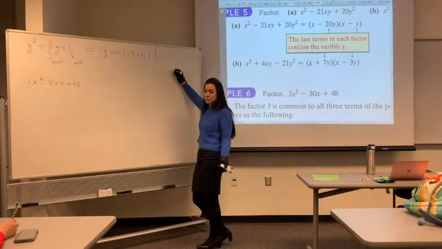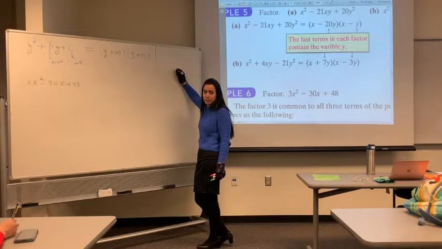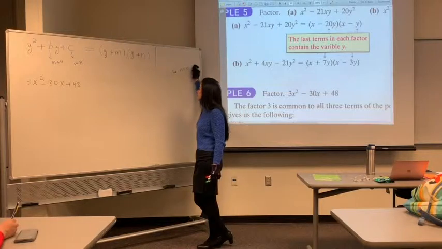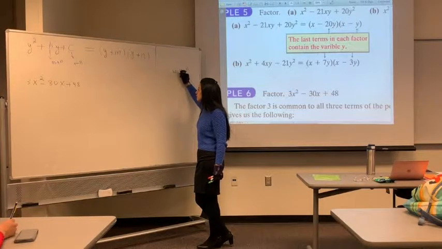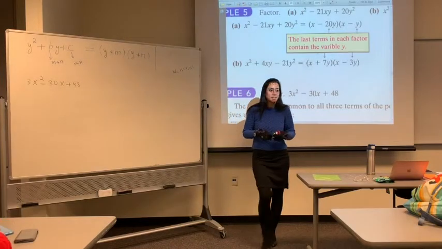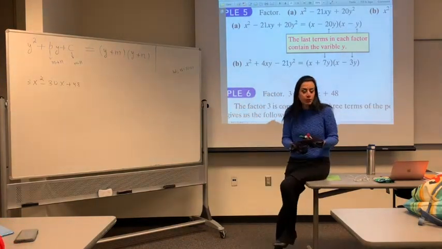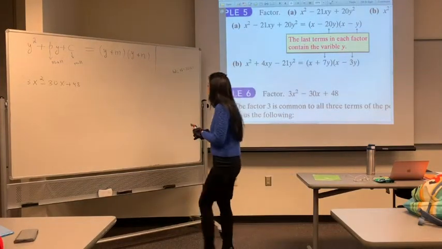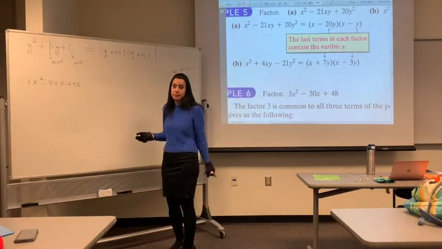And just as a hint, we know that 48 is 3 multiplied by what? 16. Okay? So we are going to use this information. 48 equals 3 multiplied by 16.